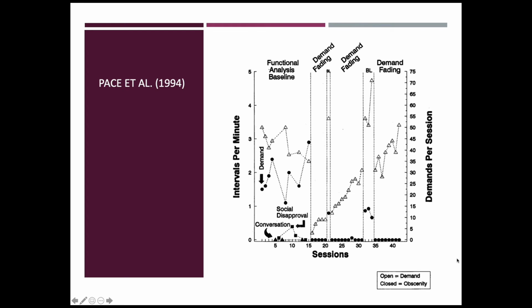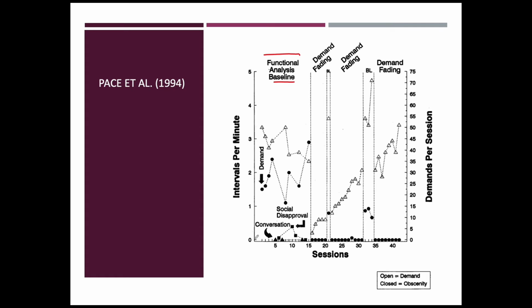So one of the early demonstrations of demand fading was conducted by Gary Pace et al. in 1994. So this is a data set, and I'll try to explain the intervention by way of reviewing the data. In this first panel here, we see the functional analysis. An interesting thing about it is they are using the functional analysis as a baseline. Now that's interesting. Let's talk about that. First, let me describe the FA, and then we'll talk about why the baseline feature is interesting.